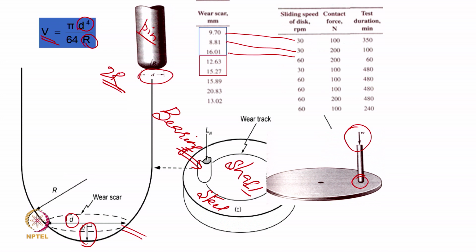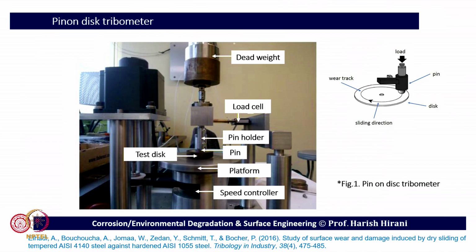Another thing is that this has to be perfectly aligned. That means the load line and the axis of the pin have to be aligned completely. And the third thing is that there should not be misalignment between the disc and the pin. So, this needs to be set properly for good quantitative results, otherwise we will not be able to perform.